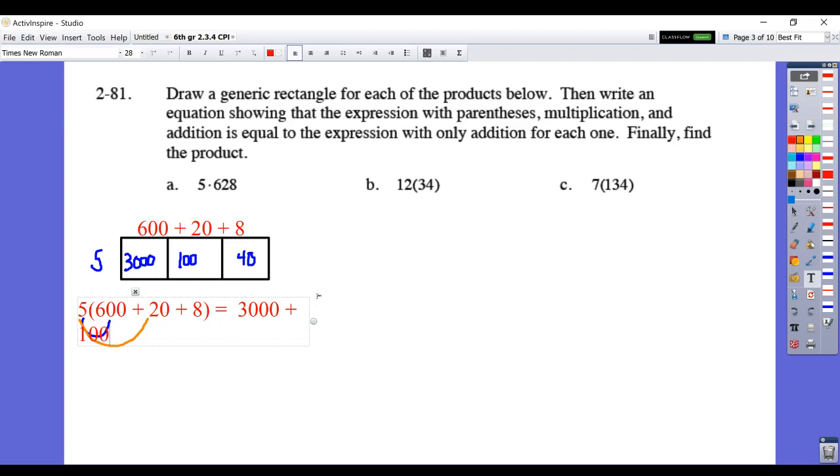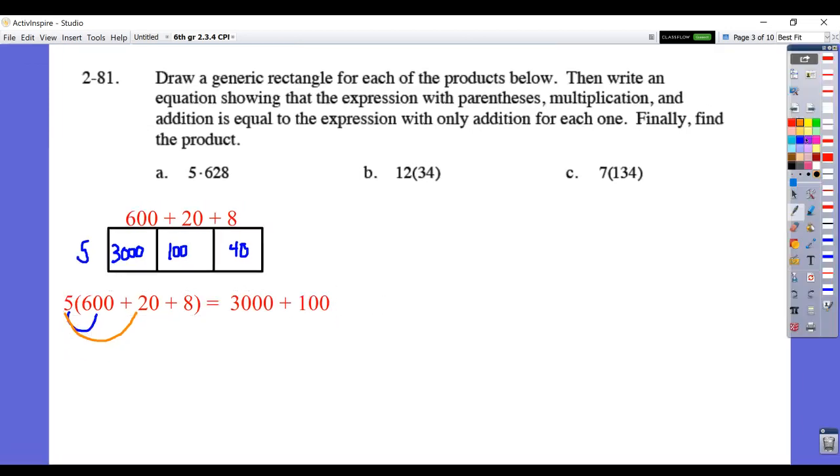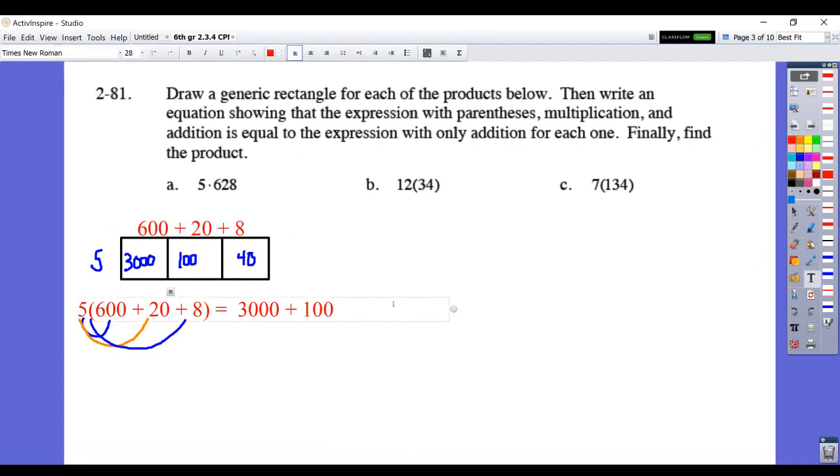And then lastly, the 5 times the 8 would give us the 40. So what the distributive property does is tells us that we can and should distribute that number in front to all the terms inside. All right. And of course, then we can get our final product from that. 3,000 plus 100 plus 40 is 3,140.